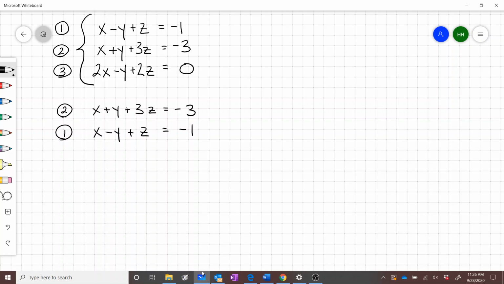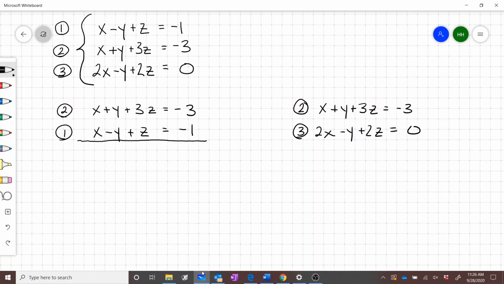And then I'm going to pair up 2 and 3. So 2 is x plus y plus 3z again, and equation 3, 2x minus y plus 2z equals 0. And now I'm going to treat both of these pairs the same way we did last week. We're going to combine them.